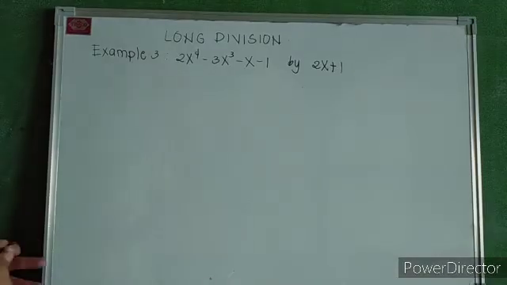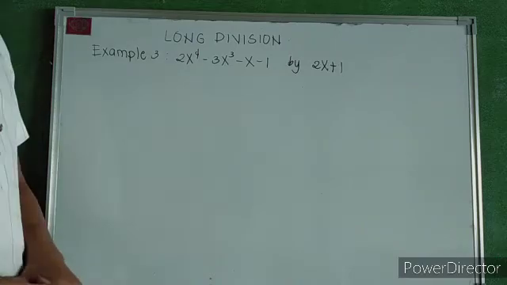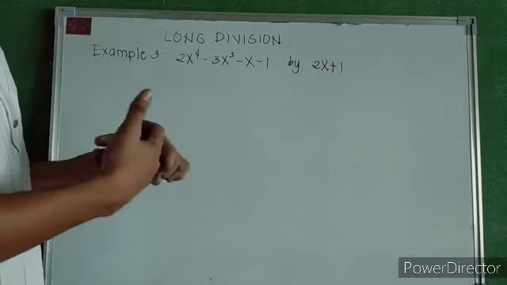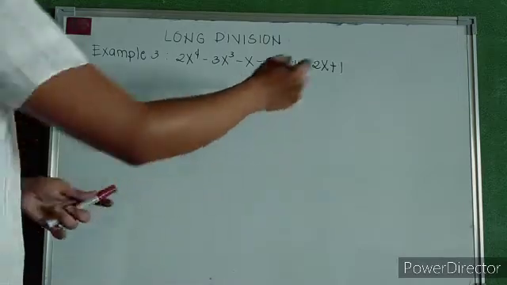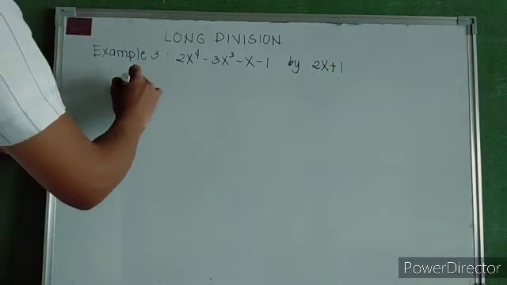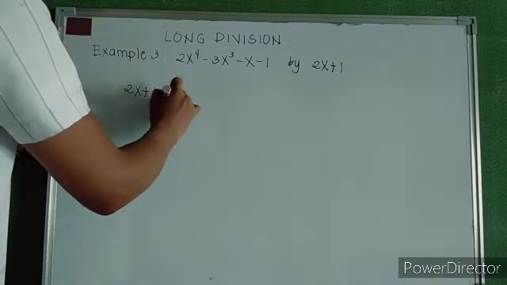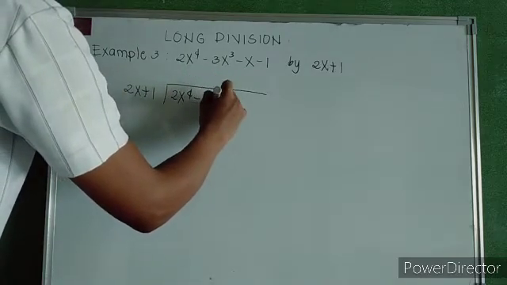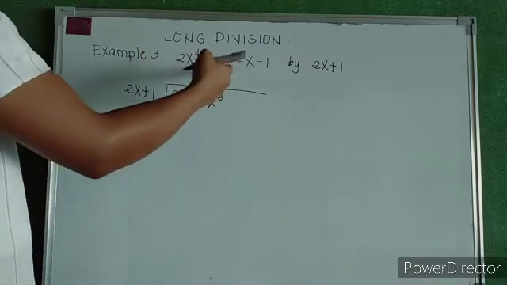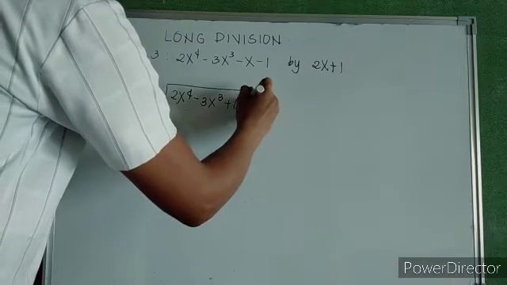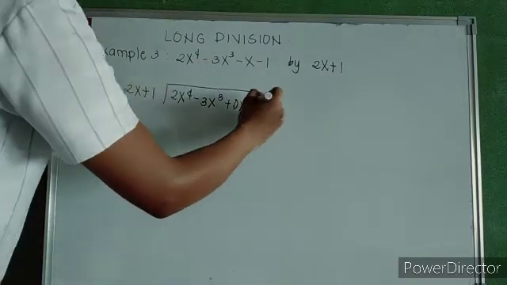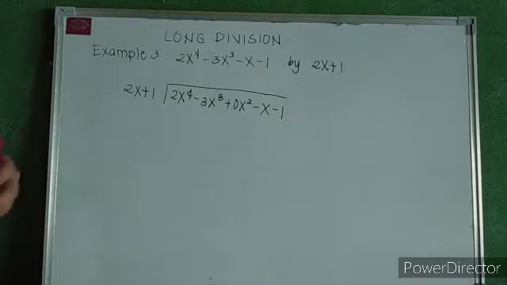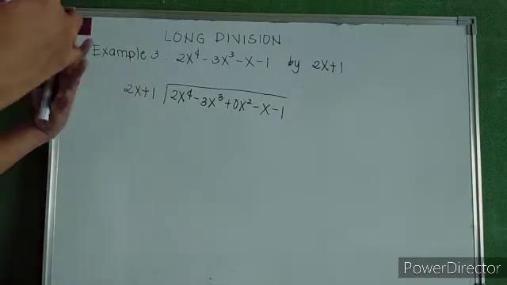So now we have example number 3, given by 2x to the 4th power minus 3x cubed minus x minus 1 divided by 2x plus 1. Again, our first step is to rewrite the divisor and the dividend. Our divisor is 2x plus 1. And inside the division sign, we have 2x to the 4th power minus 3x cubed. We again have a missing term, the quadratic term, so we put plus 0x squared. Then followed by the linear term, negative x, and then the constant term, minus 1. Since we have completed that, we can proceed to our next step.